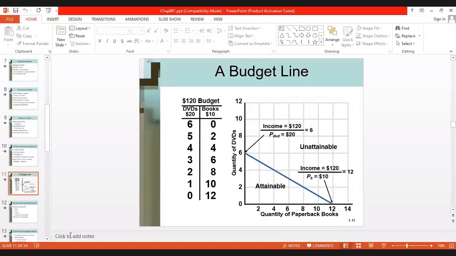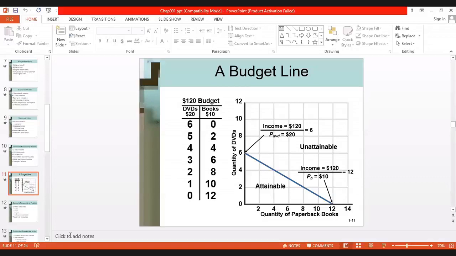If he buys 5 DVDs, that is $100, then $20 is left, so he can buy 2 books. 5 DVDs, 2 books; then 4 DVDs, 4 books; 3 DVDs. All sets cost $120. If he doesn't buy any DVD, he can buy 12 books. That is the intercept on the horizontal axis. So we can show the budget line.